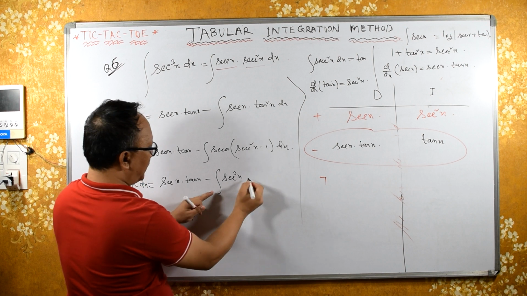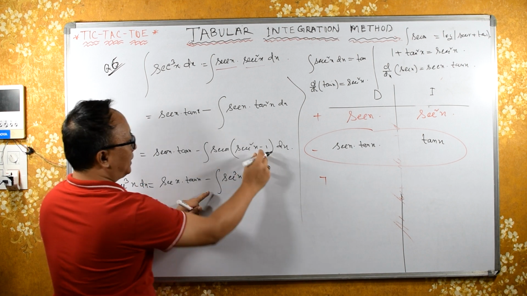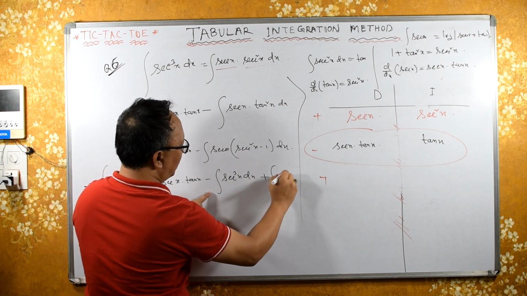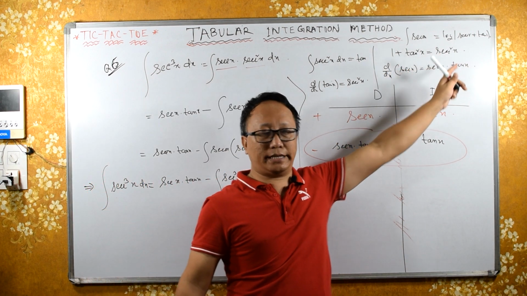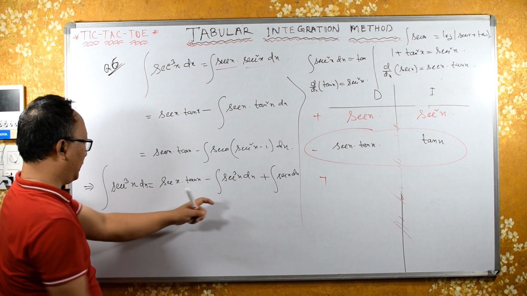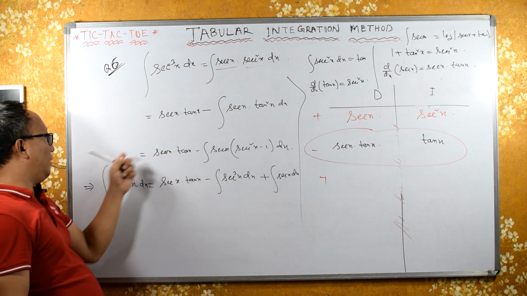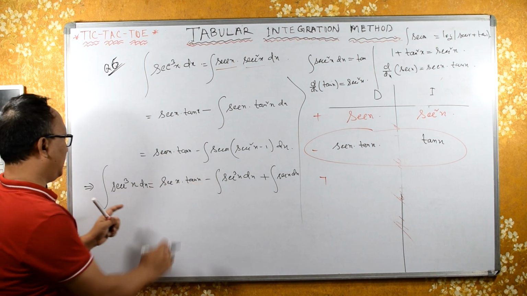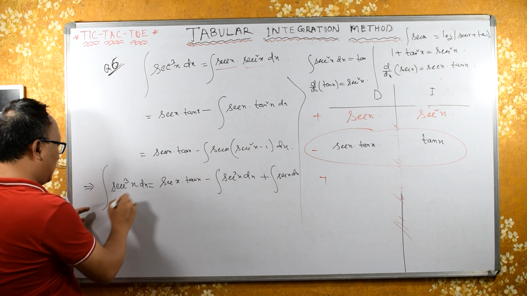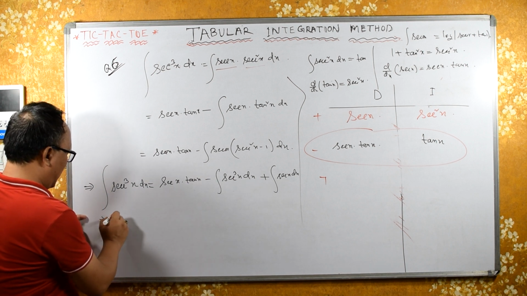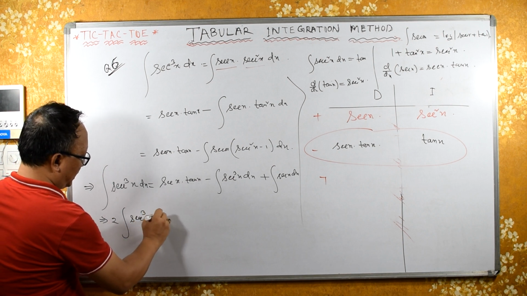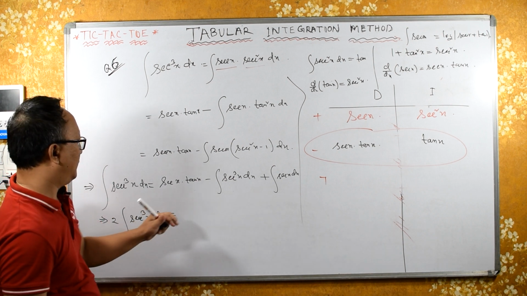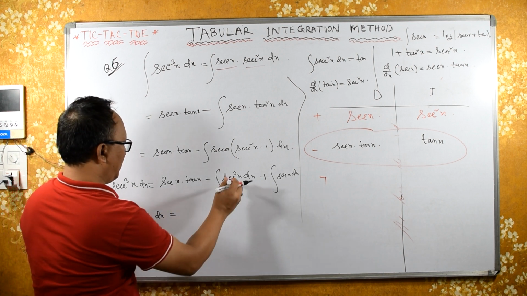Now sec cube x dx, here minus minus becomes plus integral of sec x dx. Integral of sec x dx is log of sec x plus tan x. Now if I take this to this side, it will become twice. Here minus becomes plus, 1 plus 1 is twice. This implies twice integral sec cube x dx is equal to, this becomes this side.